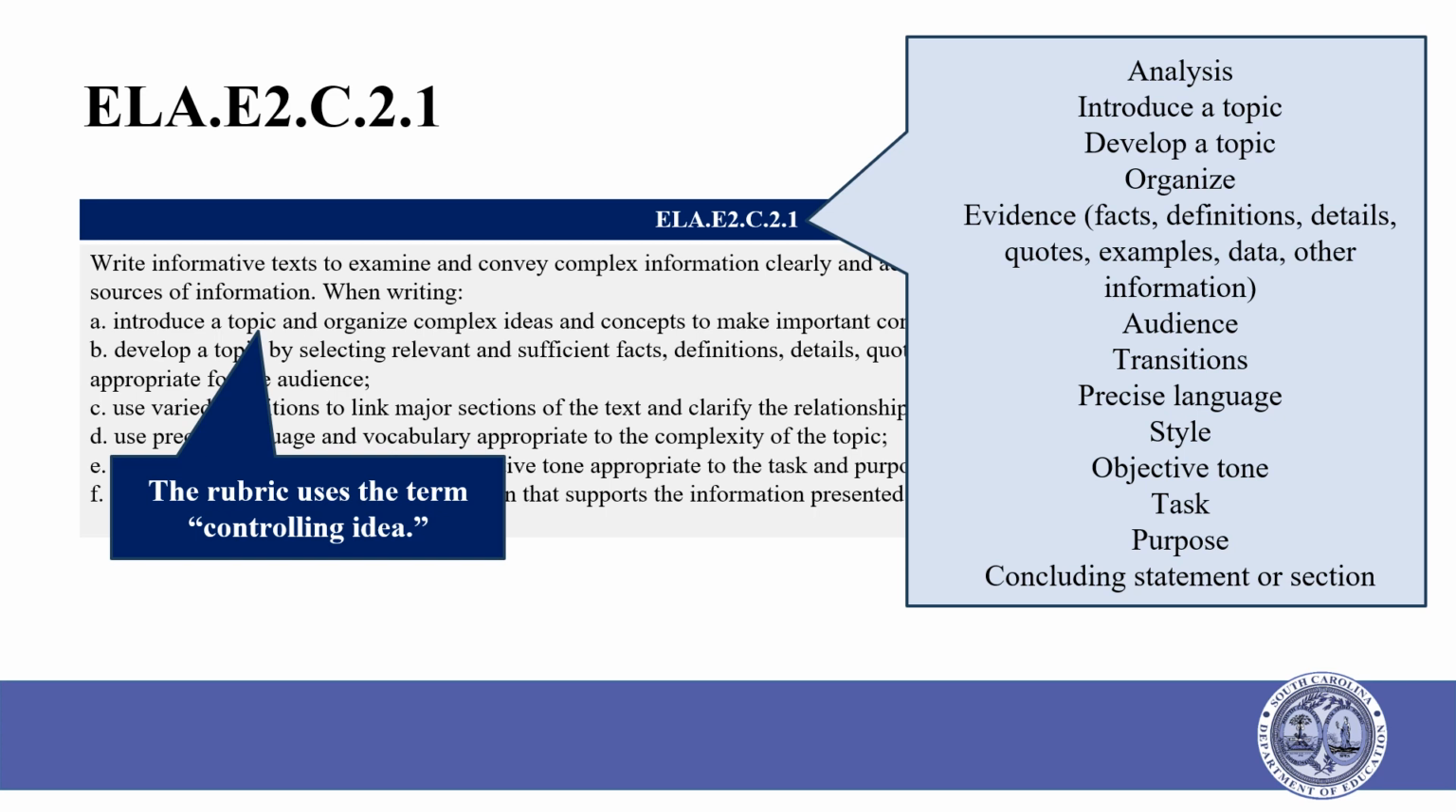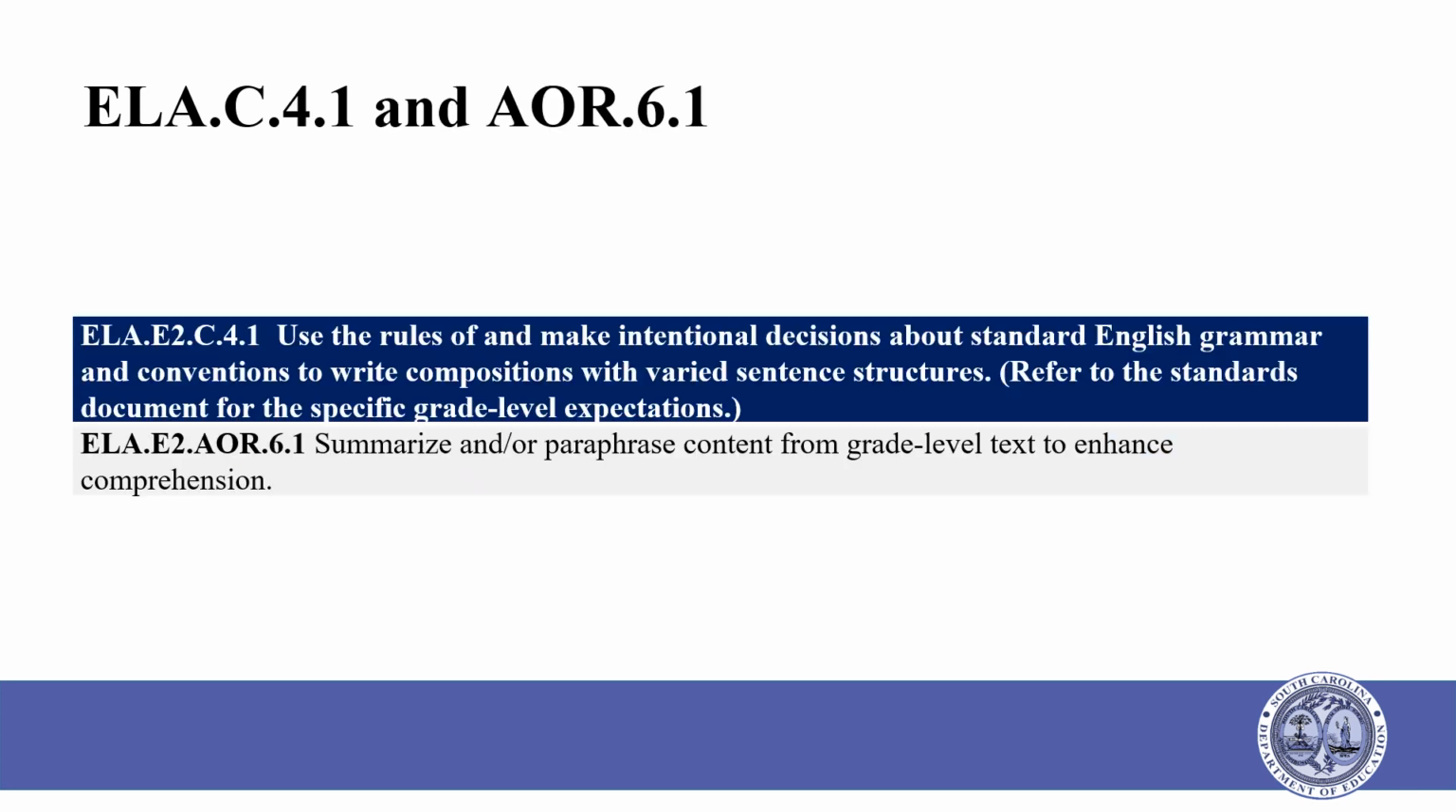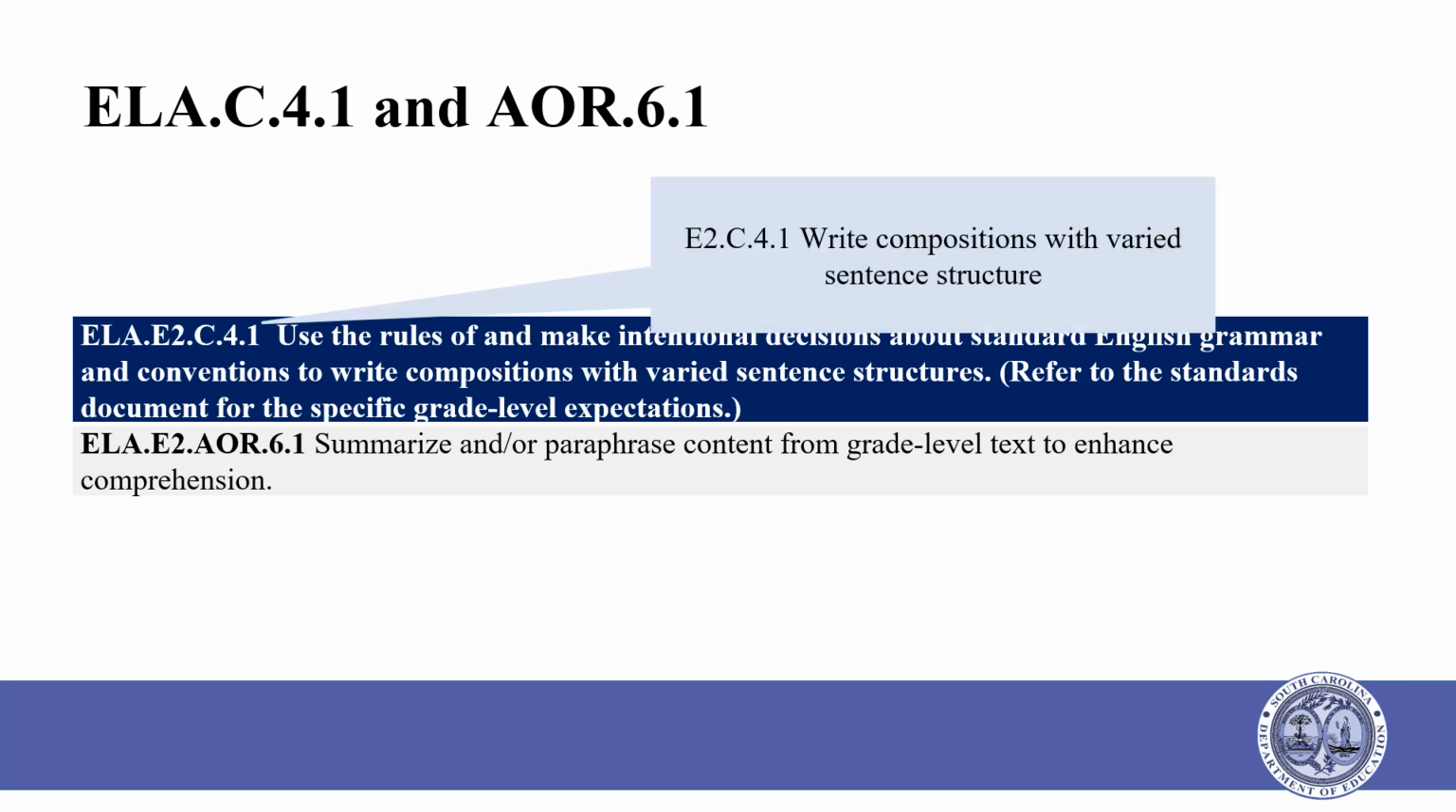Write the term controlling idea. We will discuss this when we look at the TDW rubrics. At the bottom of both English 2 TDW rubrics, you will notice the introductory phrase from English 2 C.4.1 and the indicator E2.AOR.6.1. Highlight or underline the following.